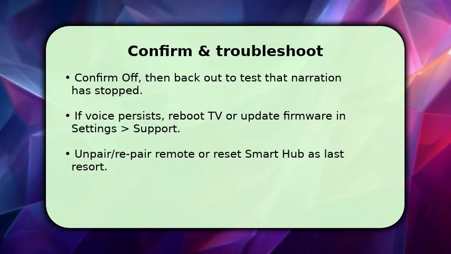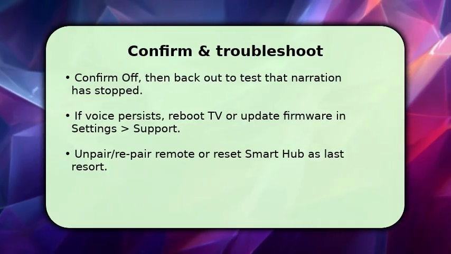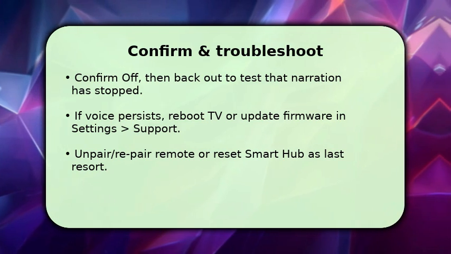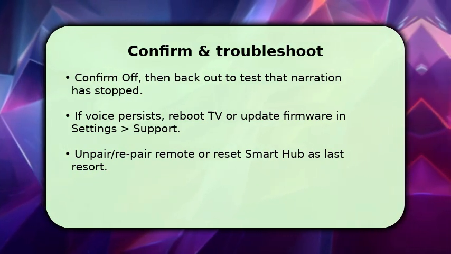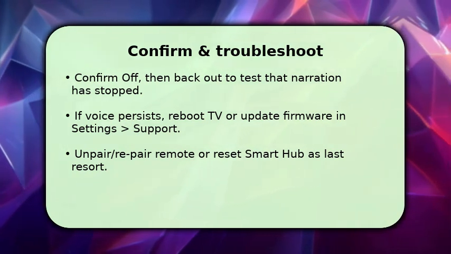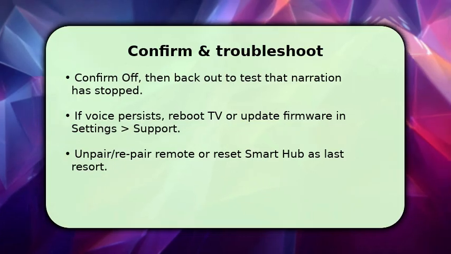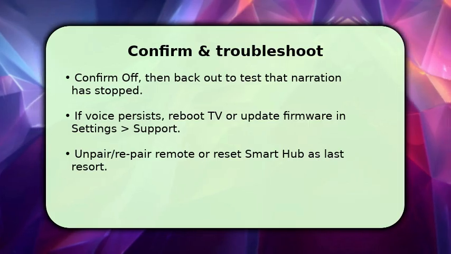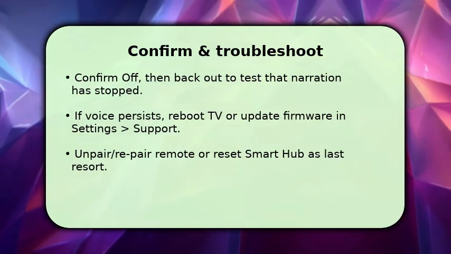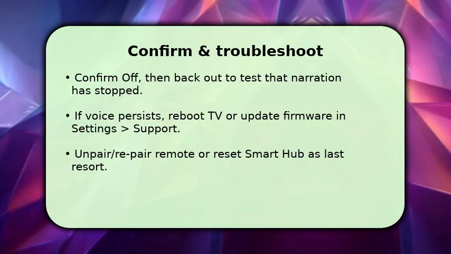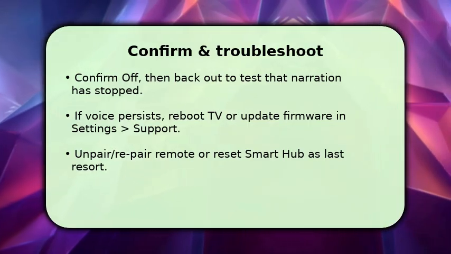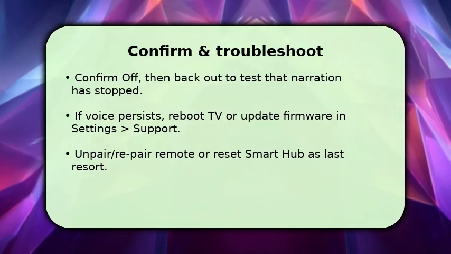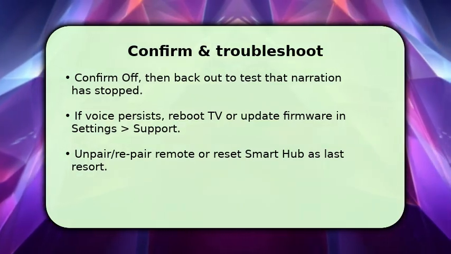After switching Voice Guide off, back out of Settings and interact with the interface to confirm speech stopped. If narration continues, power cycle the TV, unplug for 30 seconds, then check for a firmware update in Support and install it. If that fails, repair the remote or perform a Smart Hub reset as a last resort because cache settings can force the feature on. One troubleshooting tip: test with a different user profile to rule out account-specific accessibility overrides.